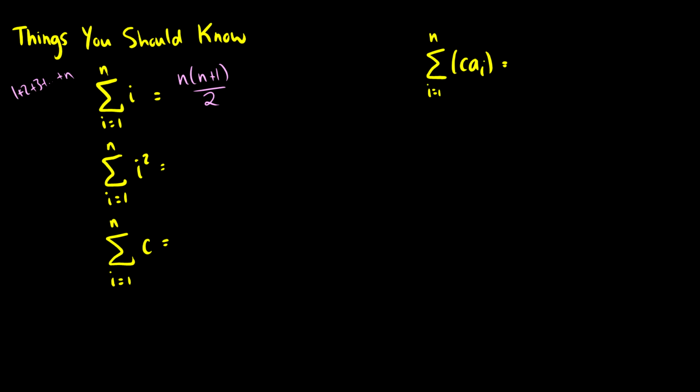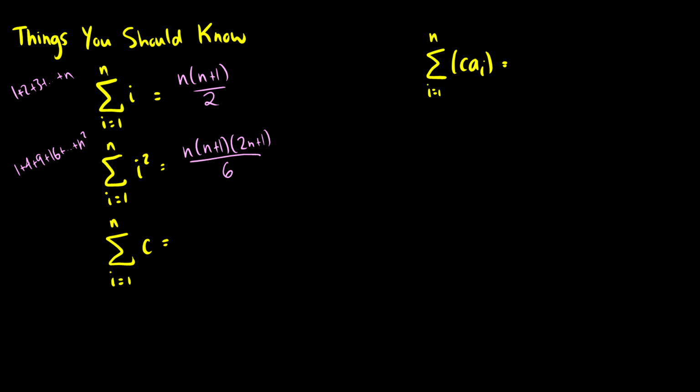When summing the squares of numbers, this is, for instance, taking 1 plus 4 plus 9 plus 16 all the way up to n squared. The formula is going to be n times n plus 1 times 2n plus 1 all over 6.